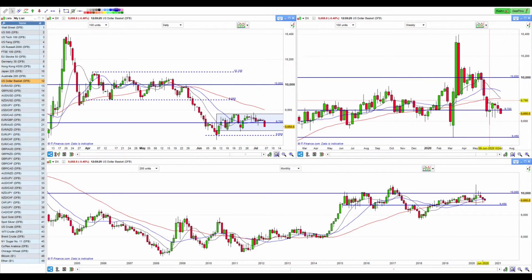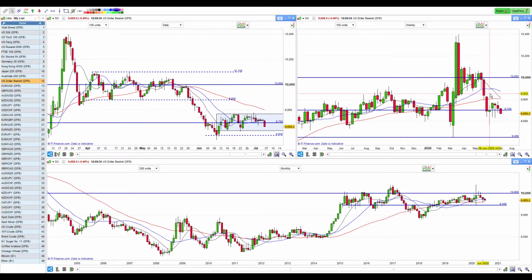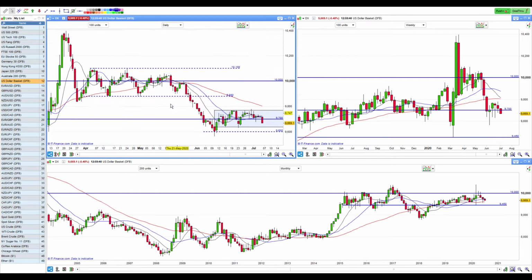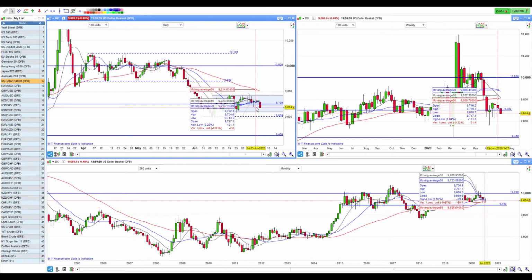And if we look at the weekly, we can see that we've had 4 or 5 weeks where price has been largely in the same place. So although I've said that I think, with the elections coming up, it's very possible that this would be a good explanation for why the US dollar is ranging. I guess we will just find out in time.